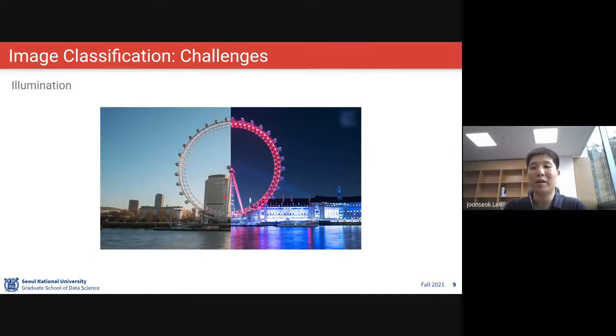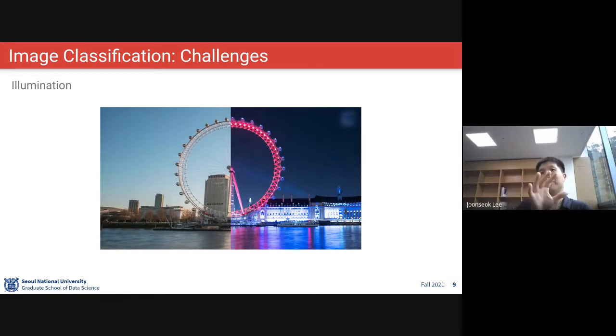So when we teach that this is a wheel or this is some building or anything, then what should we teach to the machine? Is this red or is this white? Is this black? We just need to teach the shape. So it makes things more complicated when you consider these changes in illumination. And even if it's not extreme like this, even in the same daytime, still it can change.